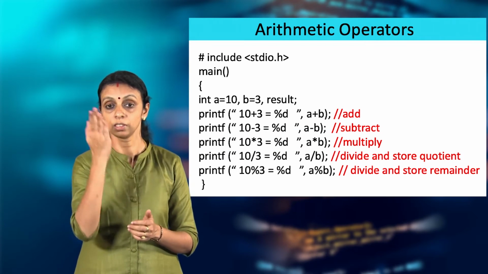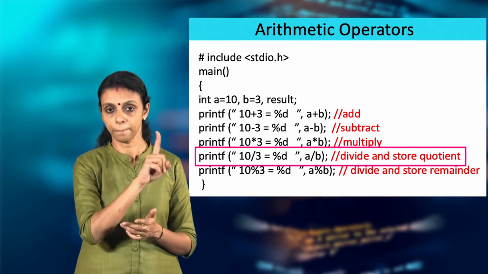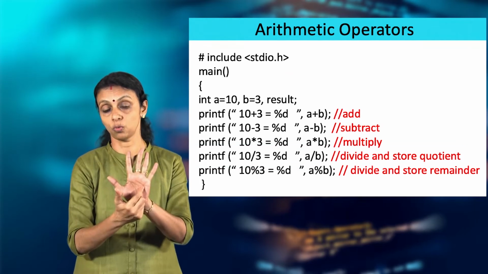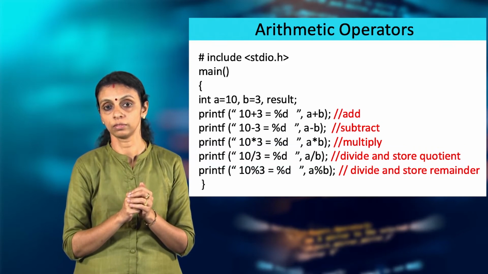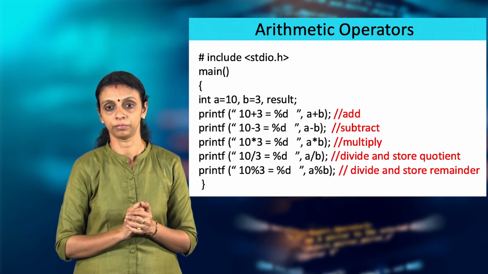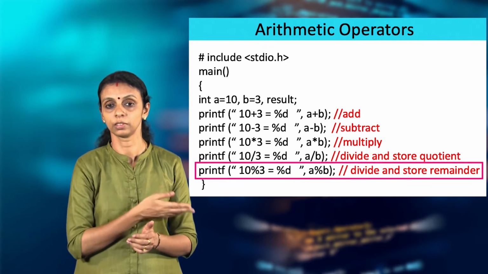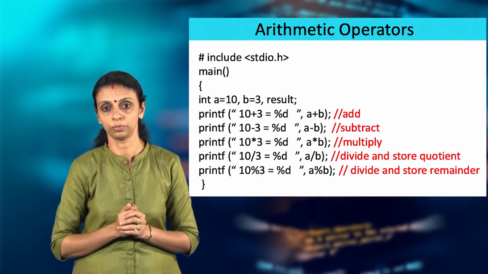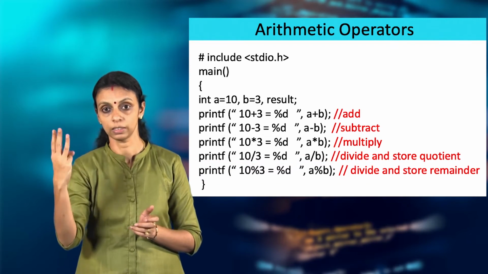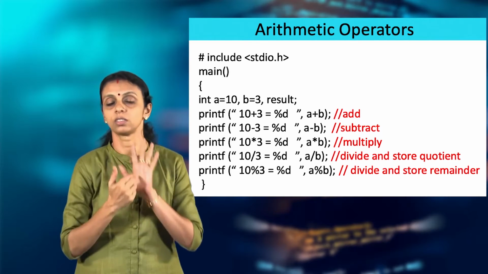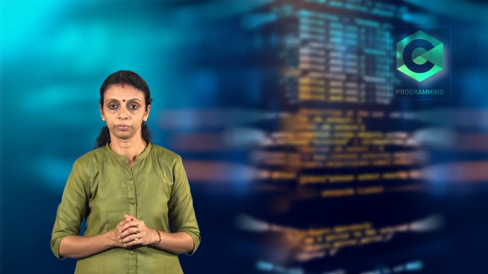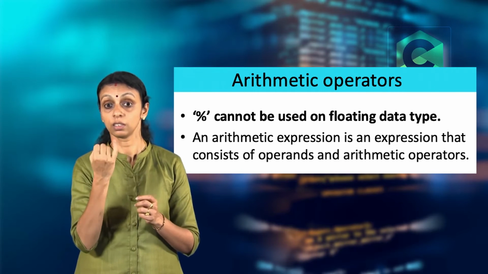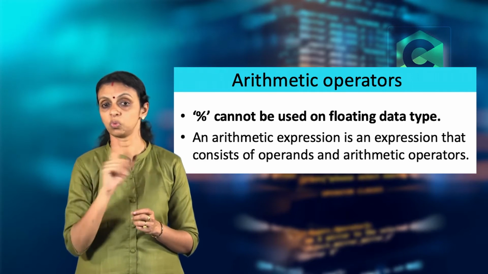This is the division operator. So, A is divided by B and the quotient is displayed. Here 10 is divided by 3 and the remainder is displayed, that is 10 mod 3, the remainder comes to be 1. Please remember, the modulus operator cannot be used on floating data types.